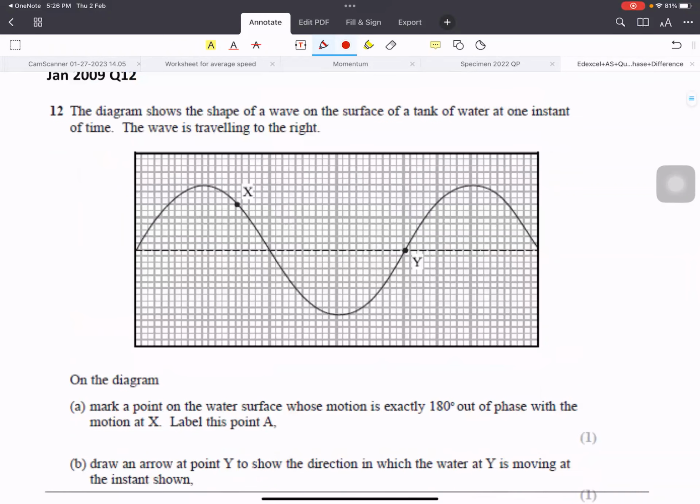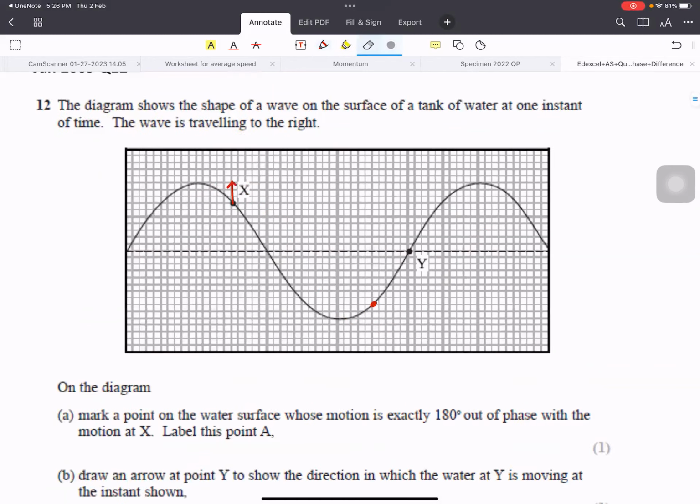Now, if you look at this right now, the wave will actually move somewhat like this, right? Do you understand? So which means that X is going up. We want to find a point which is 180 degrees to this. 180 degrees means exactly a point which might be here, and it will be going down. Do you understand? But it should be the same distance, right? Let me check if it is the same distance.